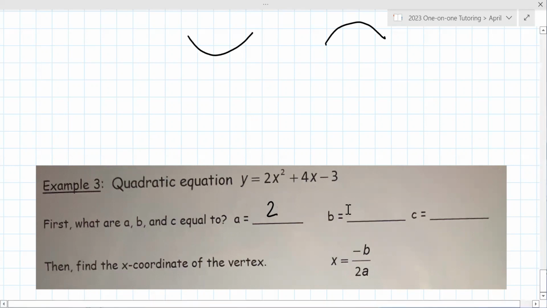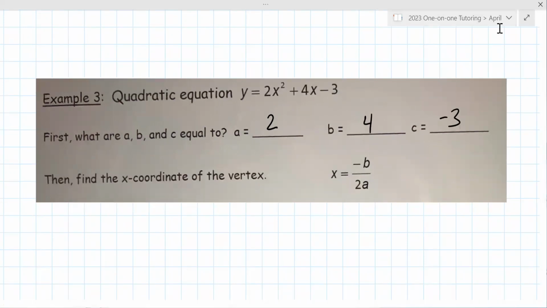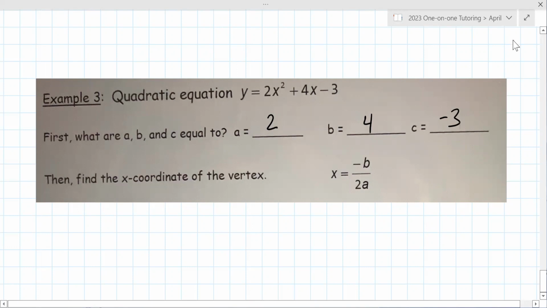So, what about b? What about b here? 4. Good. And c? -3. Good. All right. I want you to calculate minus b over 2a for me, please. Okay. -1. So -4 over 2 times 2 is -1. Good. That's the x coordinate.